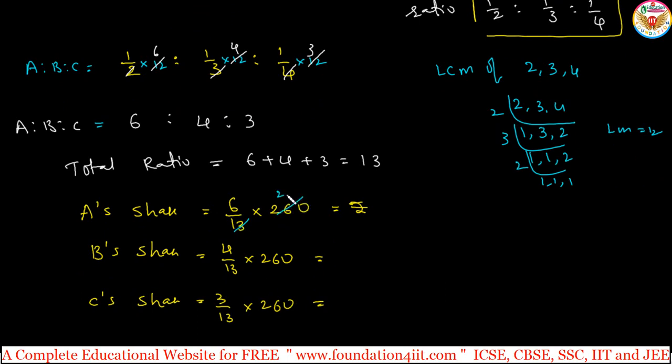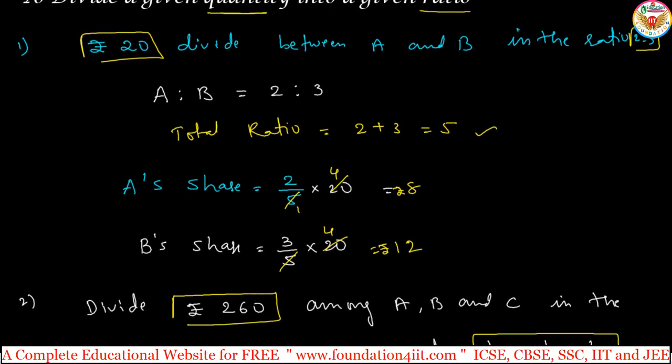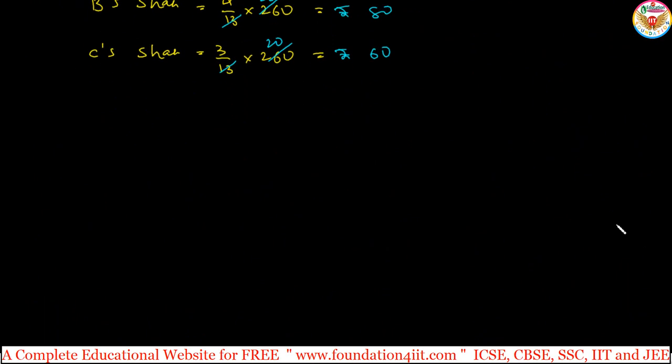So 13 twenties are 260, so 6 into 20 is 120. Here, similarly, 4 into 20 is 80. 3 into 20 is 60. 120 plus 80 plus 60, again we get the total amount, 260. A will get 120, B is getting 80 and C is 60 according to the ratio. Okay, for any quantity given and any number of terms in the ratio, we can use this same method. Same concept.